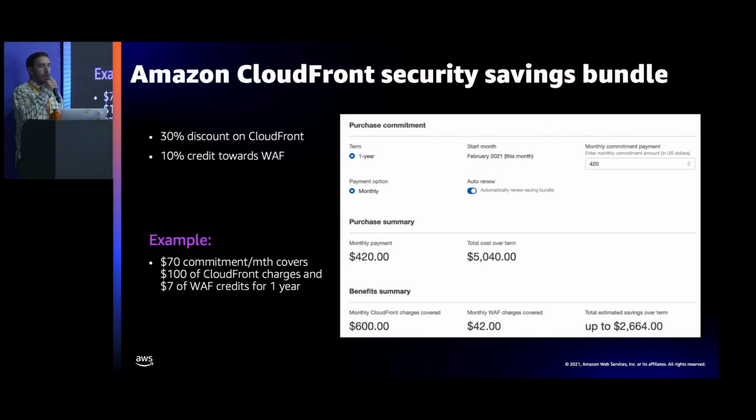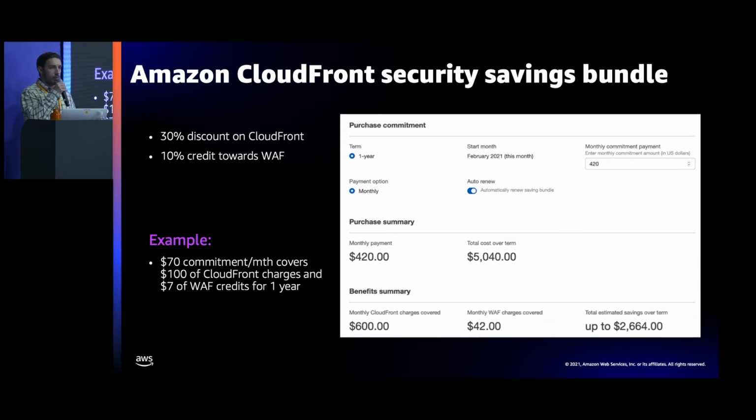And also this year, staying in the reserved pricing option model, CloudFront now has its own reserved model, and they're giving you up to 30% discount. That's what it is, 30% discount for paying upfront as well. So, for example, if you spend $70, and actually along with that 30% discount on CloudFront, they're giving you 10% discount on WAF usage as well. Now that's why they call it the CloudFront Security Savings Bundle.